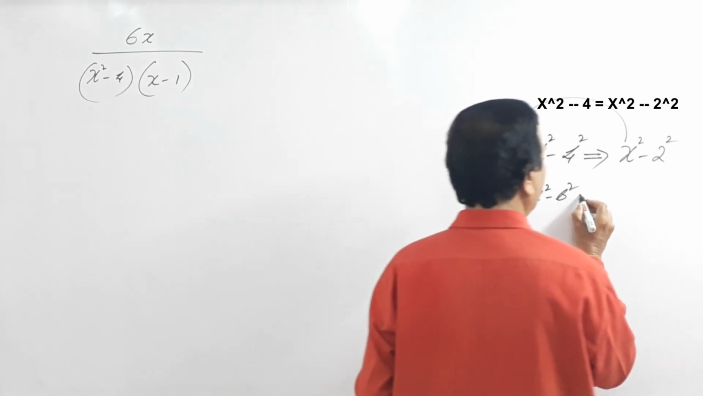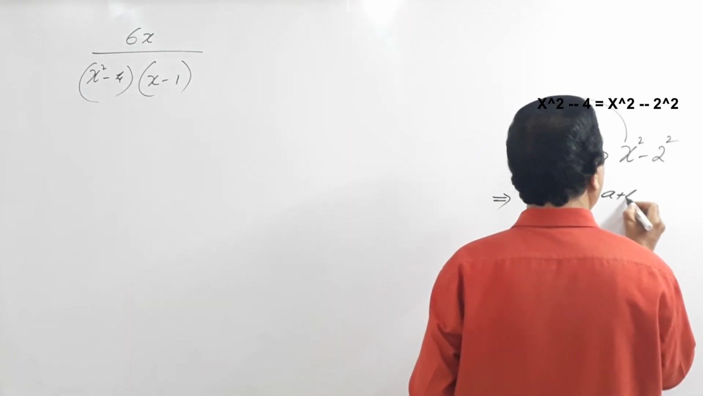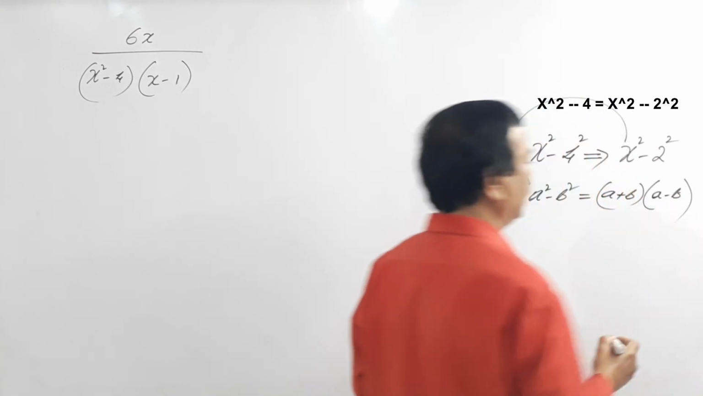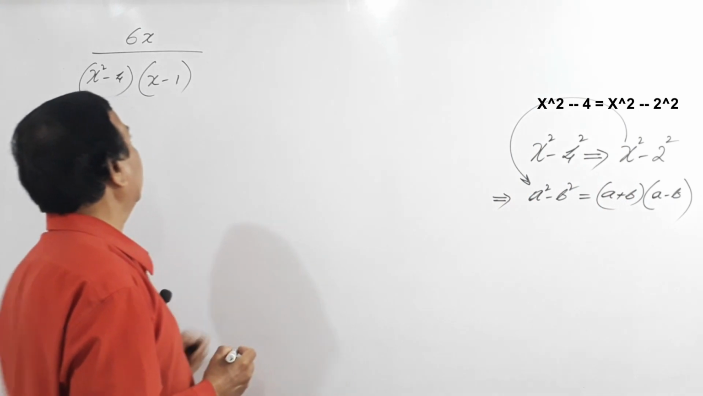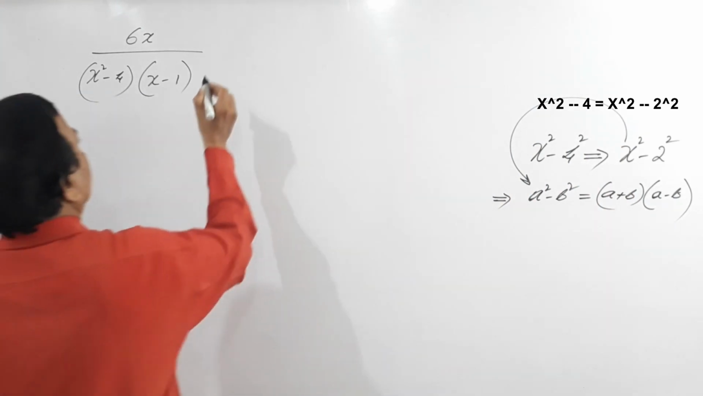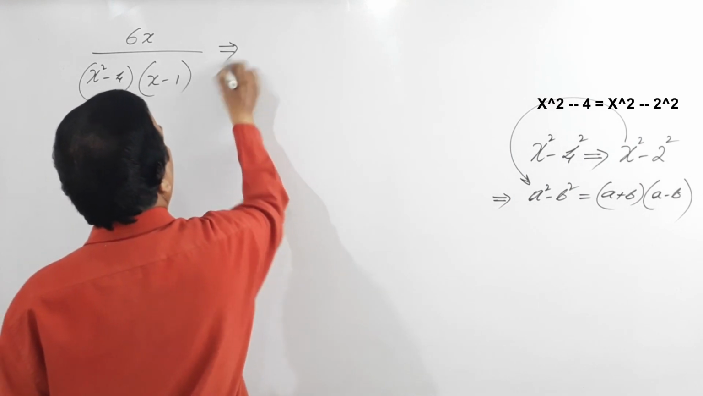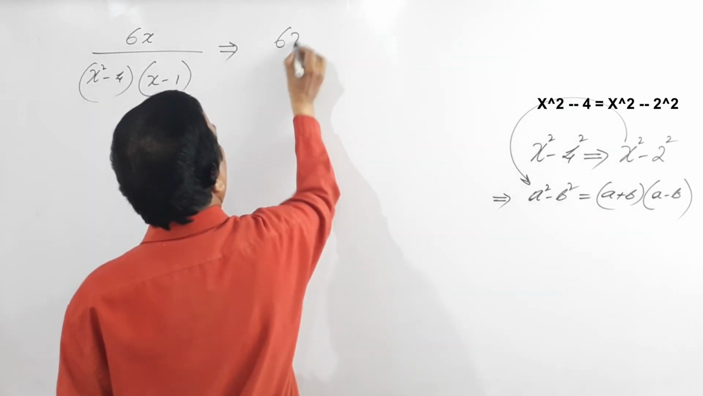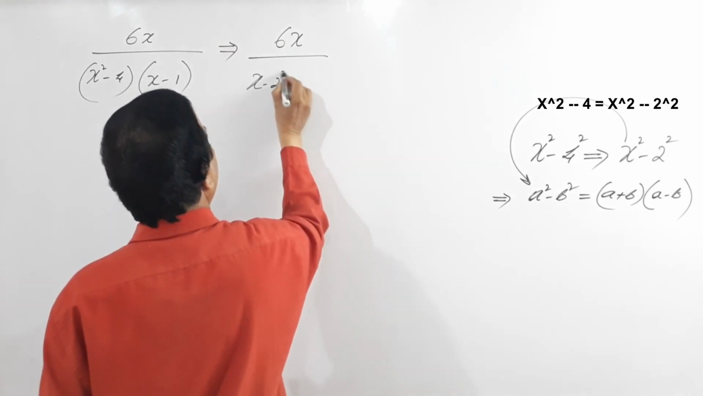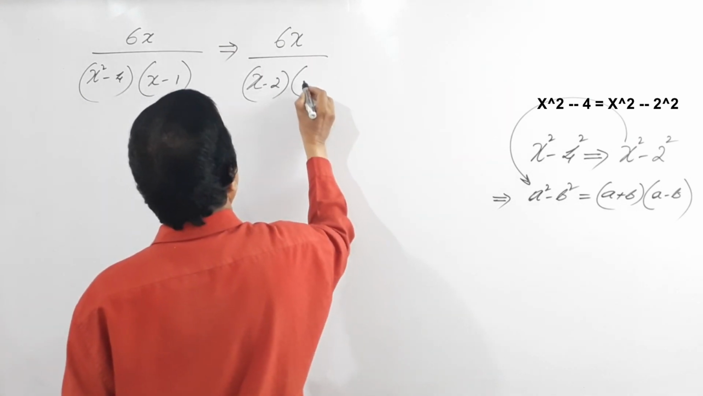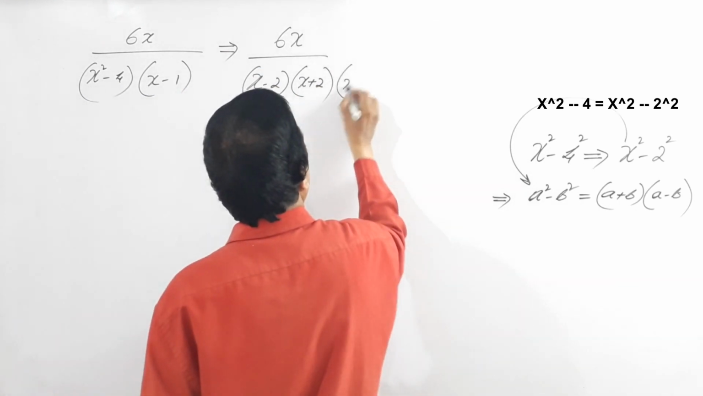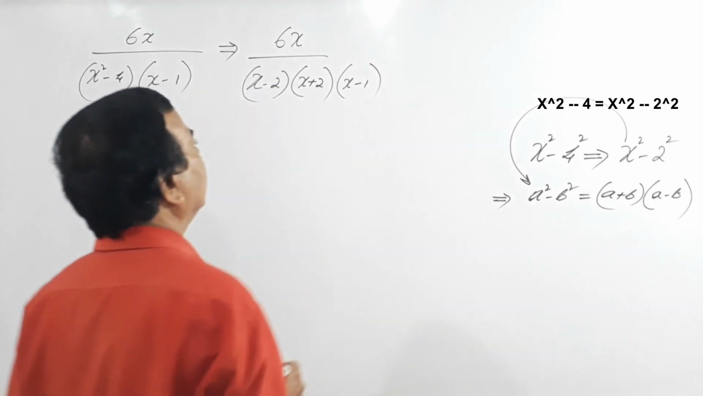Which equals (a plus b) into (a minus b), isn't it? So I can write this as 6x by (x minus 2) into (x plus 2) into (x minus 1), right?